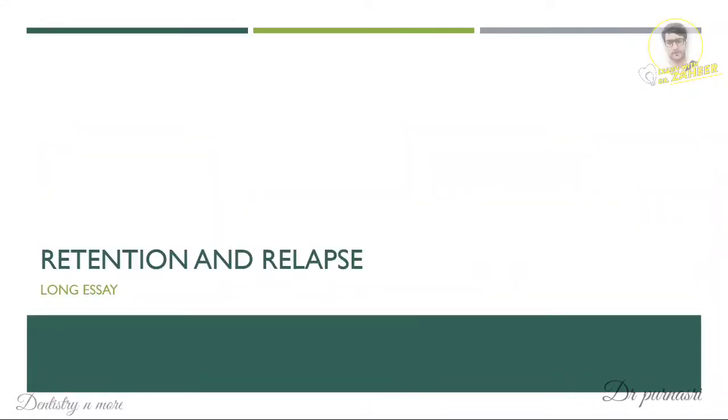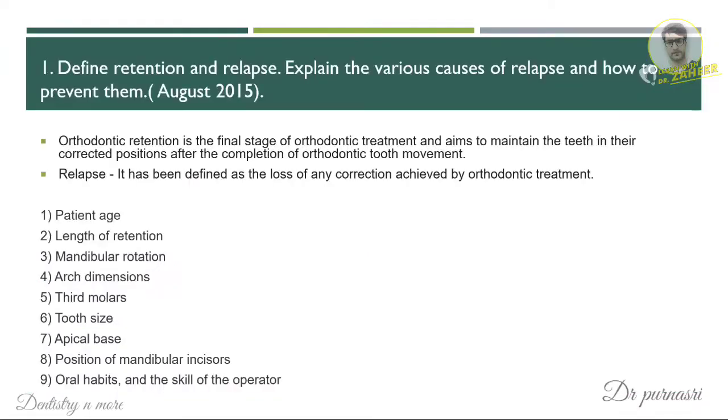Then the next topic is retention and relapse. The long essay that was asked is define retention and relapse, explain various causes of relapse and how to prevent them. So orthodontic retention is the final stage of orthodontic treatment which aims to maintain teeth in their corrected positions after completion of orthodontic treatment. Then we define relapse as the loss of any correction achieved by orthodontic treatment.